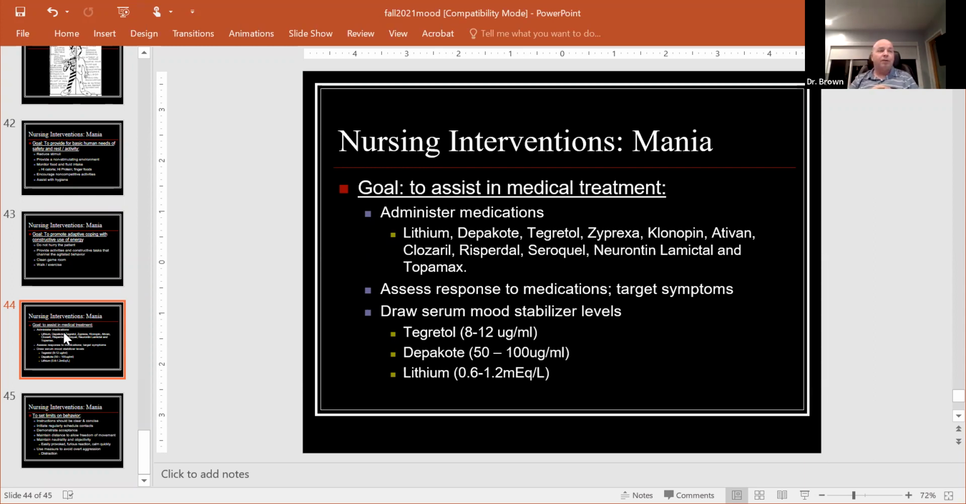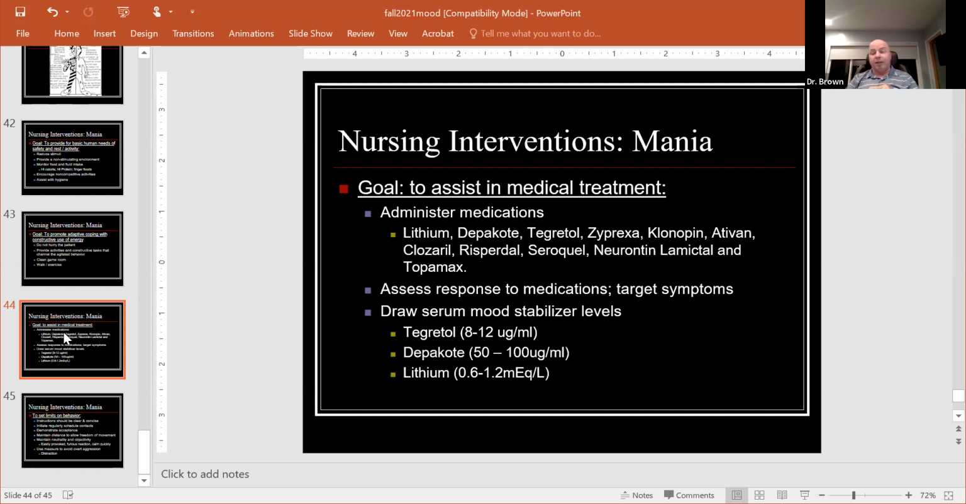Risperdal, what are the two adverse effects that you don't want to see? One is in female, one is male. The female is amenorrhea. The male is gynecomastia. Seroquel, maximum dose of Seroquel in a 24-hour period is how much? That's 800. Neurontin is a good medication. It's used for pain. It's also used for neuropathy. It's really good for mood stabilization.